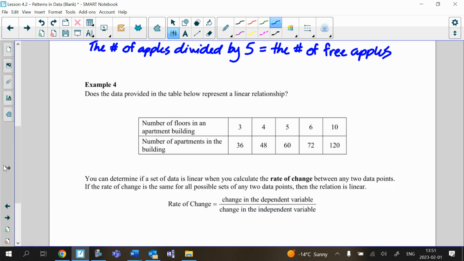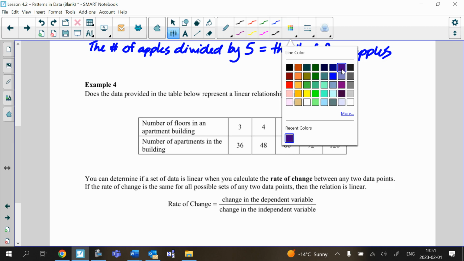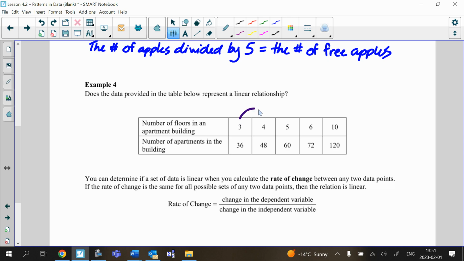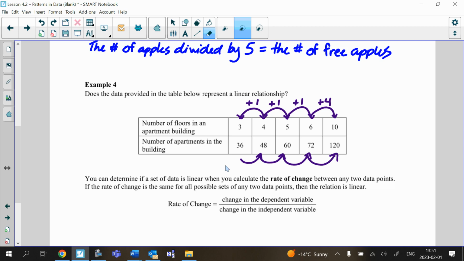And then in this one, we go up by 12, up by 12, up by 12, but then up by 48. So for the first 3, it looks linear. If I didn't have this one, I could definitely say it's linear. But because of that last one, it's a little bit confusing. So how do we deal with that?